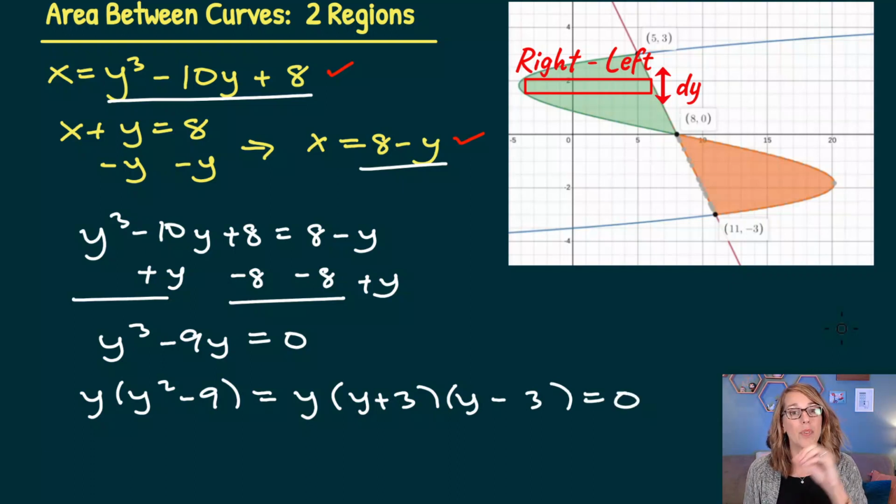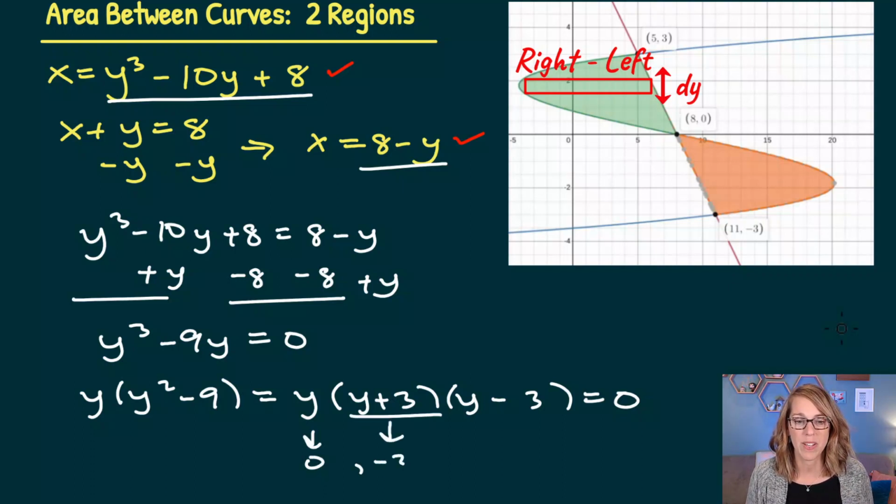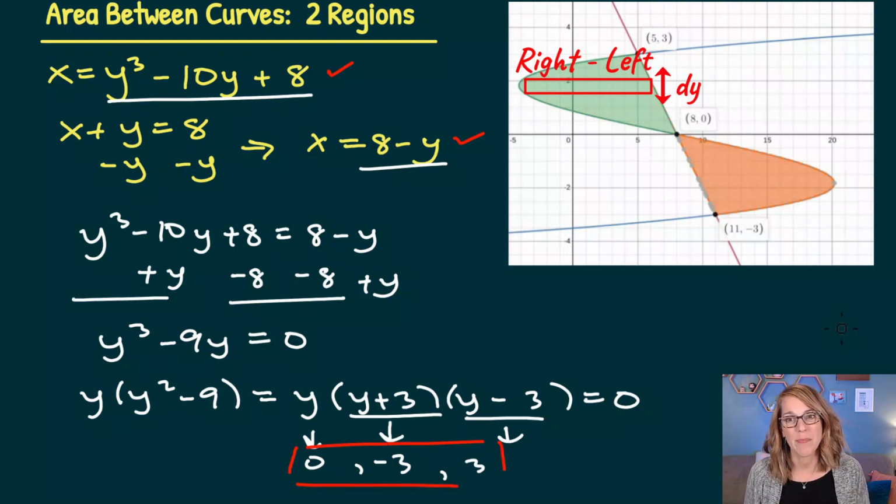This is going to give me the three y values where my two functions intersect. So those three y values are, y could be 0, that would make this entire product 0. In the second factor, a negative 3 would make that product 0. And in the third factor, a positive 3 would make that equal to 0. Now that I've got my limits of integration, I'm ready to set up my integral.